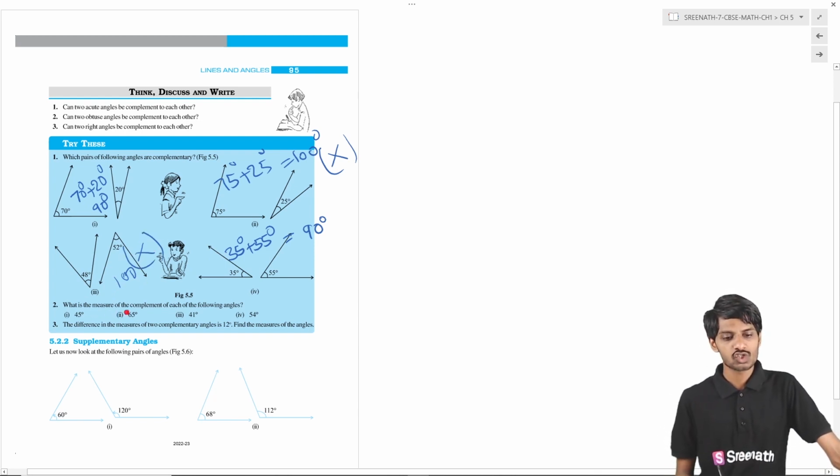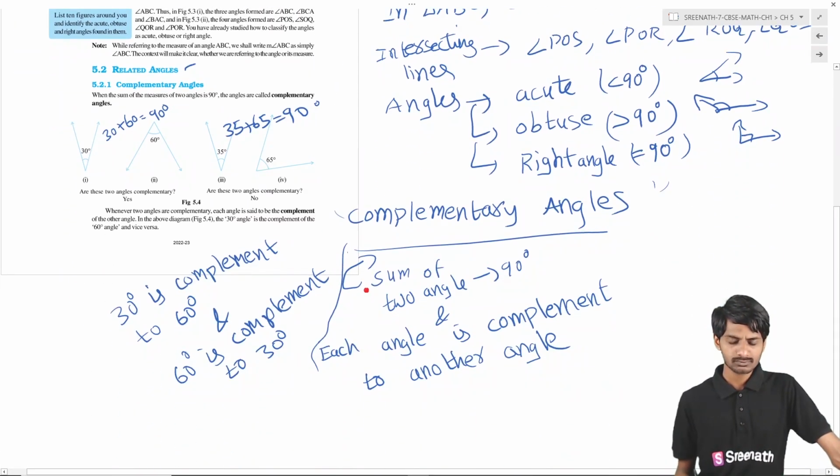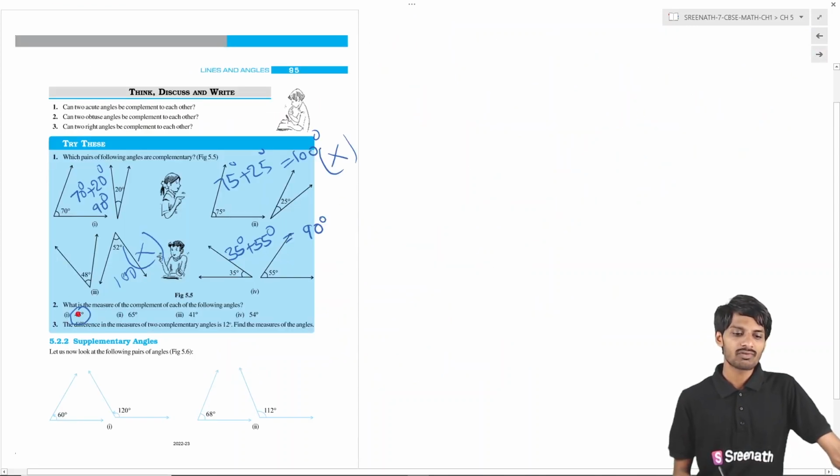Okay, what is the measure of the complement of each of the following angles? Here he has given one angle, that is 45 degrees. So what is the complement angle of 45 degrees? What I told you is, each angle is complement to another angle. So if 30 degrees is complement to 60 degrees, then 60 degrees is complement to 30 degrees. So for 45 degrees, what is the complement angle? We need a total of 90 degrees. So another angle is 45, and these two will become complementary angles.